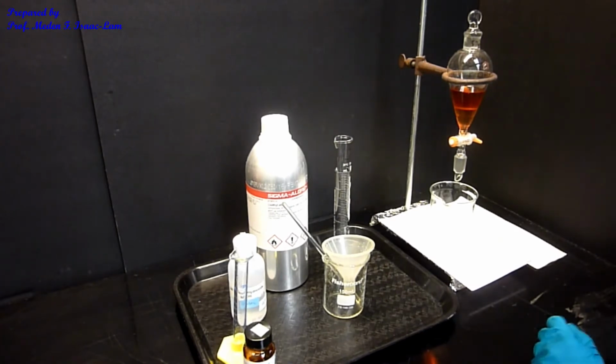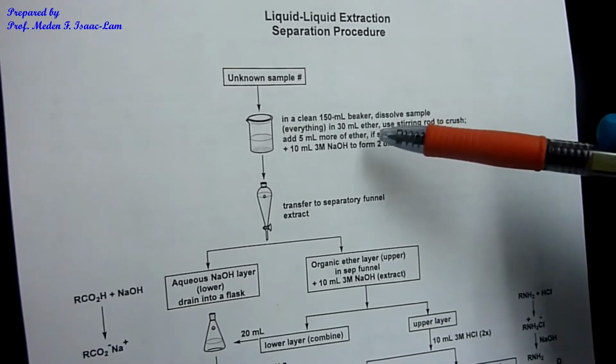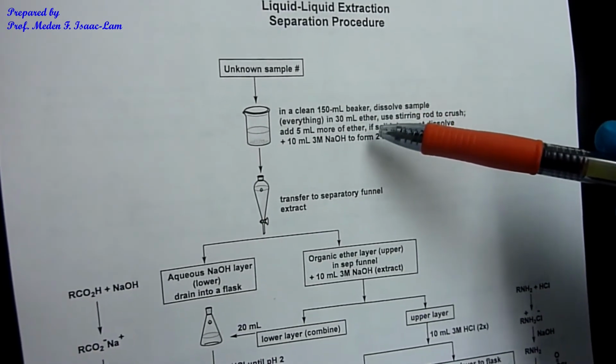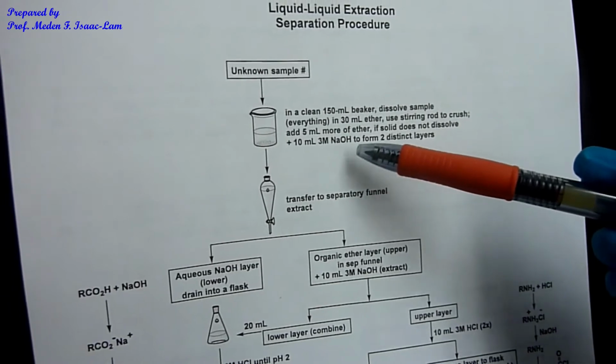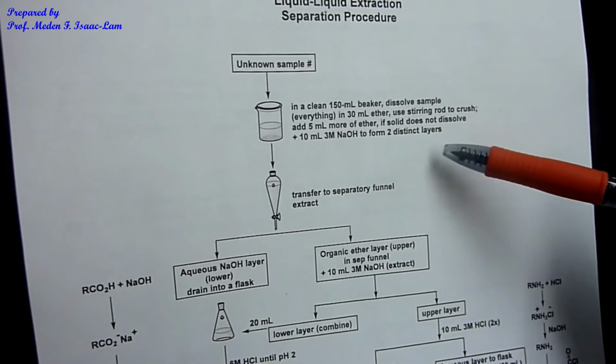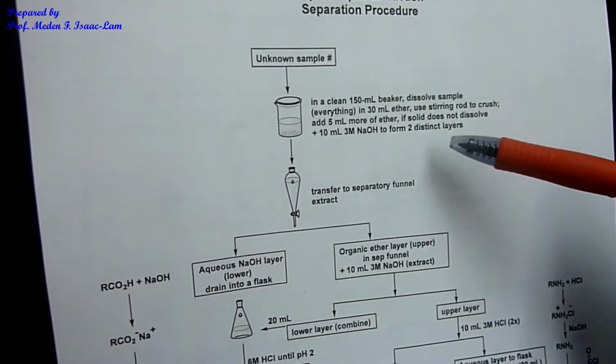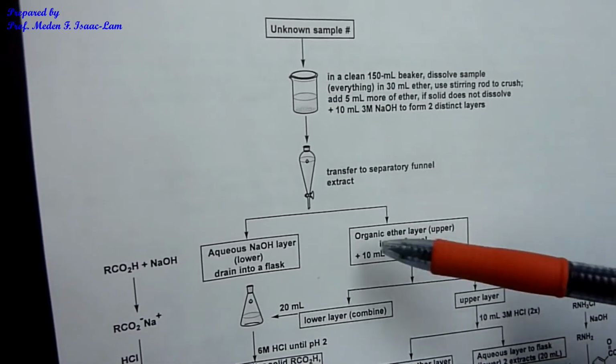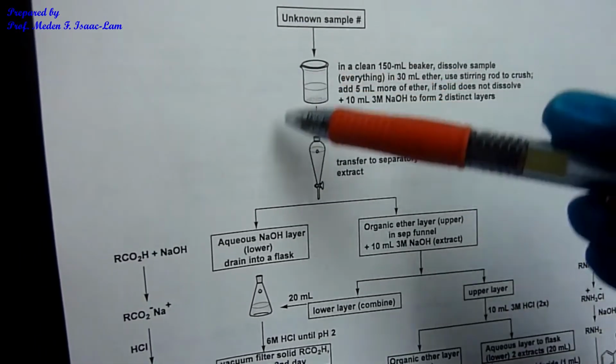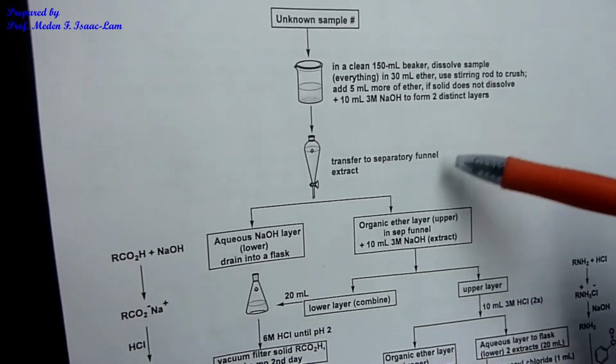So remember that I am doing the first part in here. I added ether, 30 mL, and then 10 mL of 3 molar sodium hydroxide to form 2 distinct layers. So I put it in the sep funnel, and I'm now going to extract. This is where we are right now, the first part of the schematic diagram, the flow chart.